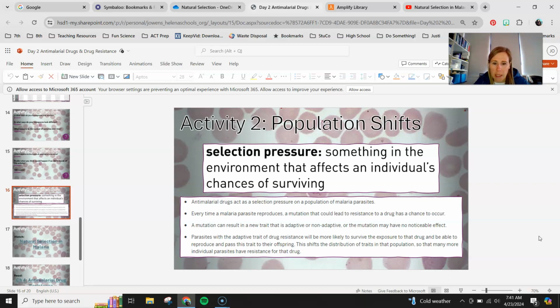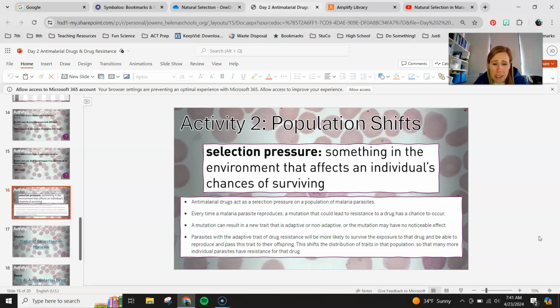Every time a malaria parasite reproduces, a mutation that could lead to resistance to a drug has a chance to occur. It doesn't mean it always occurs, okay, but it definitely has a chance. And because those malaria parasites reproduce so often, we kind of increase the chances. Same with bacteria and viruses as well. Okay, we increase the chance of a mutation. And a mutation can result in a new trait that is adaptive or non-adaptive, or the mutation may have no noticeable effect, which happens more often than not.